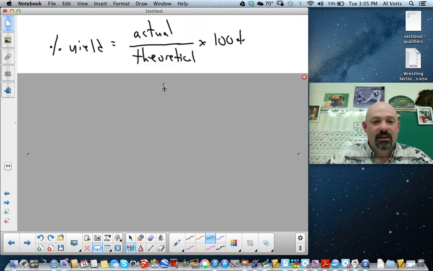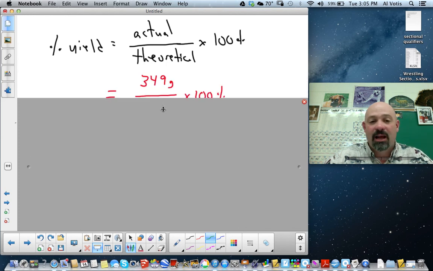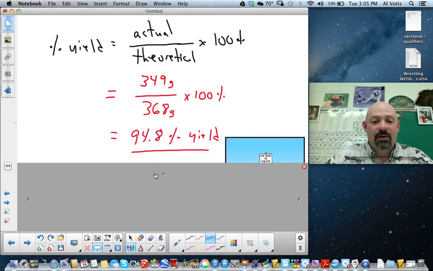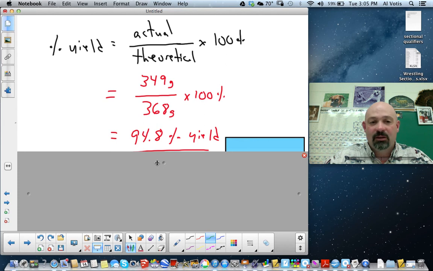So our percent yield then is our actual over theoretical. They told me what we actually got when we did this reaction was 349 grams. We just found out we should have gotten 368 grams. So we take that, divide, multiply by 100, and we have a 98.4% yield for this reaction. We got 98.4% of what we should have gotten.